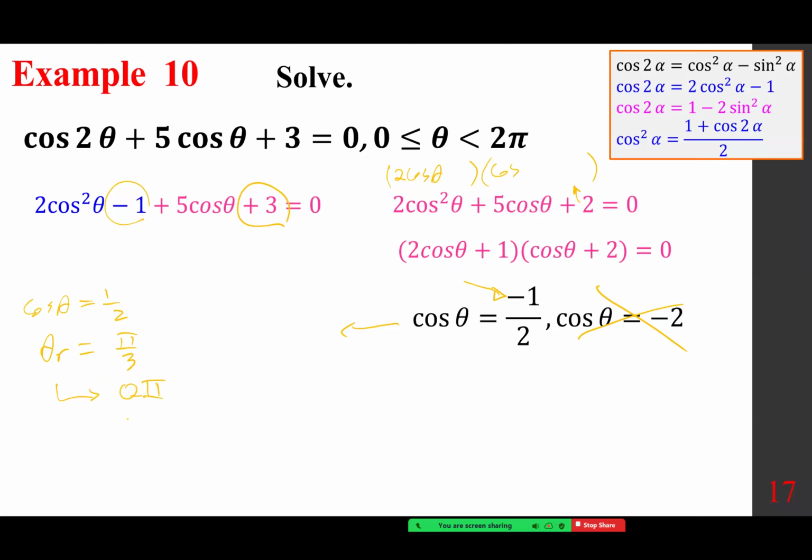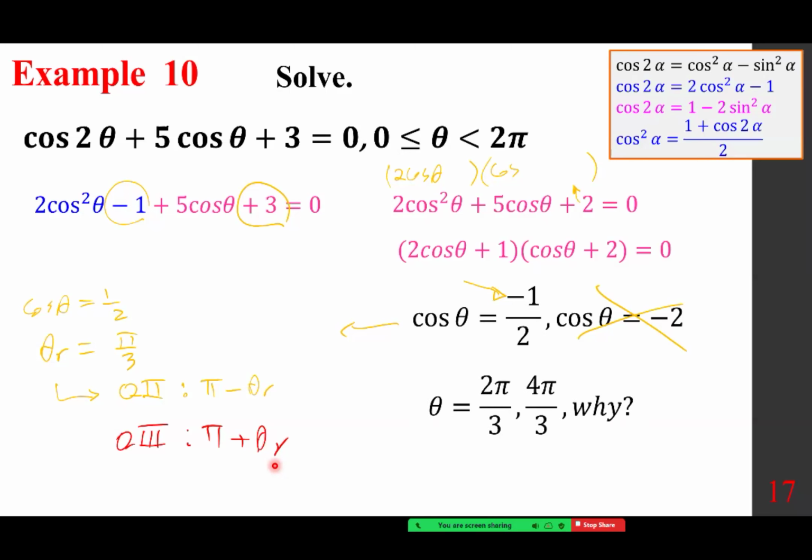quadrant 2, pi minus the reference arc, quadrant 3, pi plus the reference arc. So in quadrant 2, pi minus pi over 3 is 2 pi over 3. In quadrant 3, pi plus pi over 3, and that's the final answer.